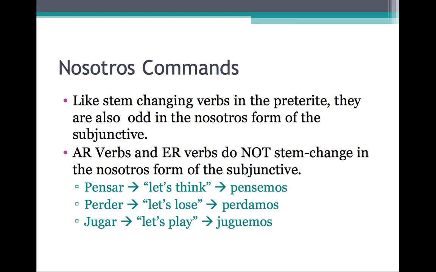Same with the verb jugar. Okay, jugar is a U to UE stem change. And normally, if I said the tú negative command, no juegues. It's a car, gar, zar AR verb and it's stem changing. But in the nosotros form, remember in that last slide, it said car, gar, zar AR verbs still apply? Okay, so that's why we're getting juguemos for let's play. There's no stem change, it's not jueguemos, it's just juguemos. Okay, no U to UE stem change, but you still have to worry about the car, gar, zar ending, G to GU.